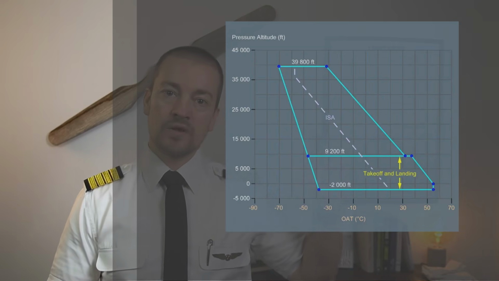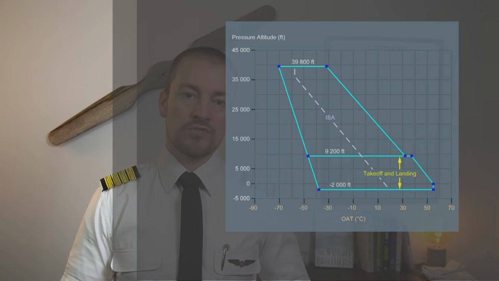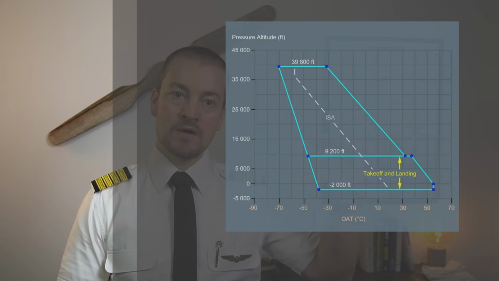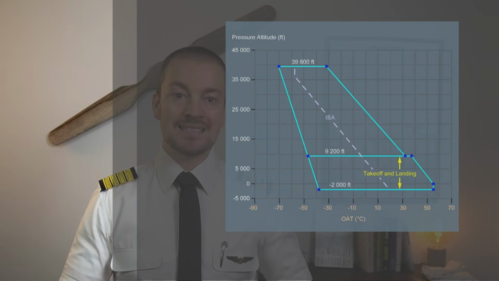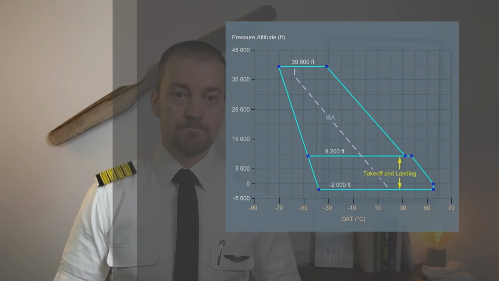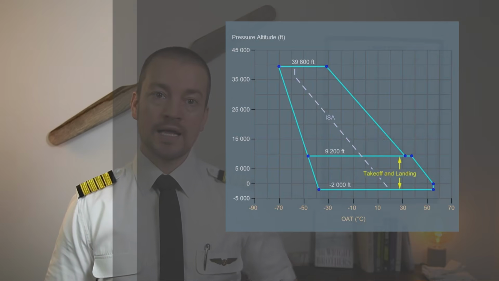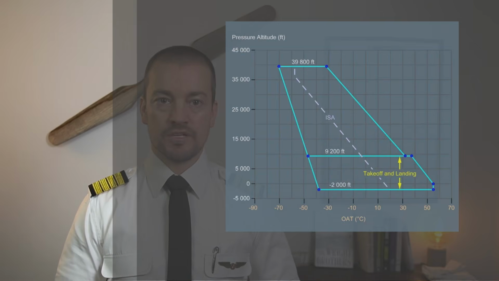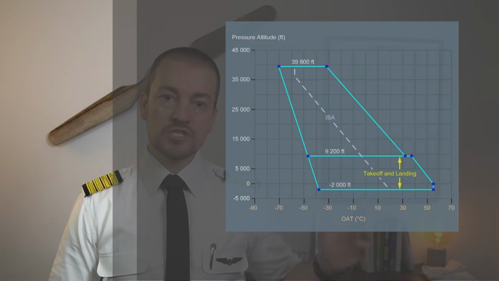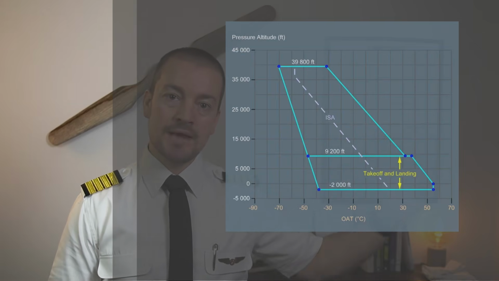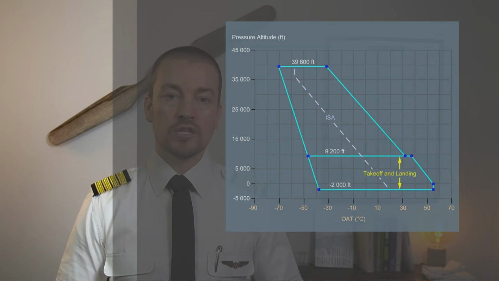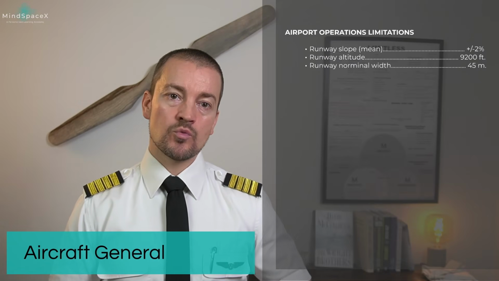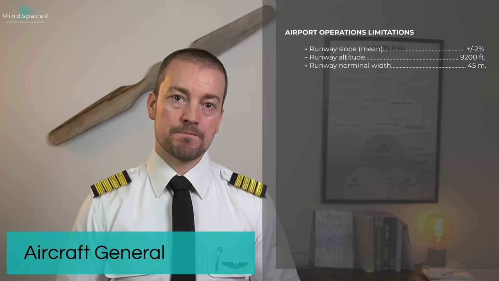Above 9,200 feet, the aircraft requires special authorization and certification, so the normal maximum elevation for takeoff and landing is 9,200 feet. The maximum operating altitude for the aircraft is 39,800 feet. We can also see here the minimum and maximum temperature for the aircraft during takeoff and landing. On the ground, there are things we have to consider when operating.